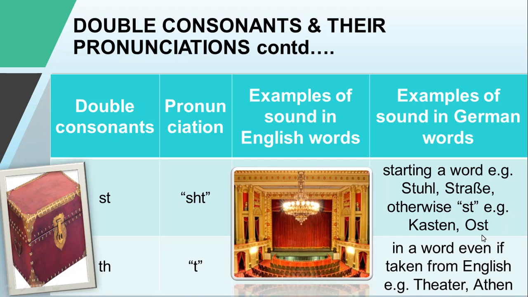And last of all, we have the double consonants group T and H occurring together. T and H in English words will have the sound th, but in German will always have the sound of T. And in every German word, even if that word has been taken from the English language, you will hear the T sound.